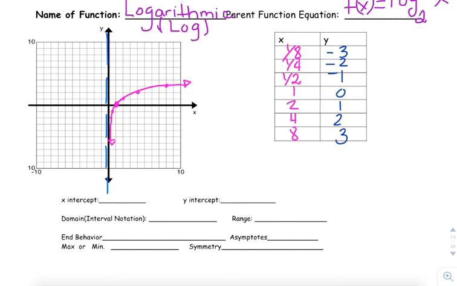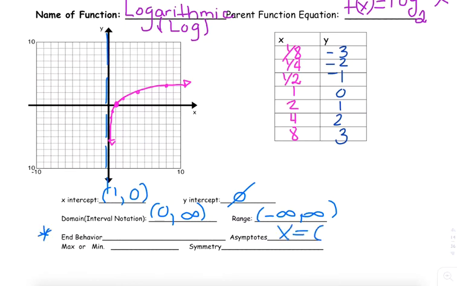Okay, in this case we do have an x-intercept. So we have an x-intercept at 1, 0. However, because of our asymptote, we have no y-intercept, so none. Our domain is now 0 to infinity. Our range is all real numbers. And our asymptote has switched to x equals 0. Also no minimum or maximum because of our negative infinity to positive infinity. And we do not have any symmetry.